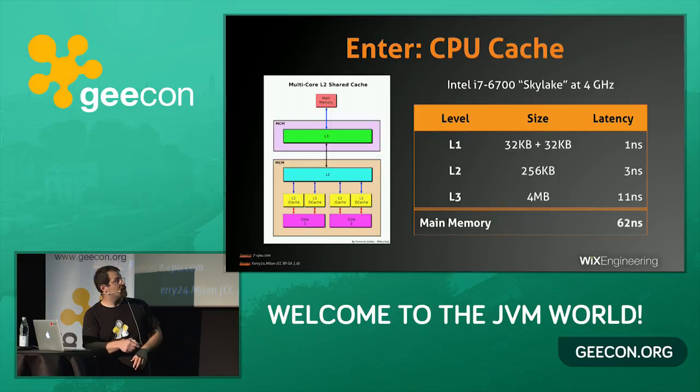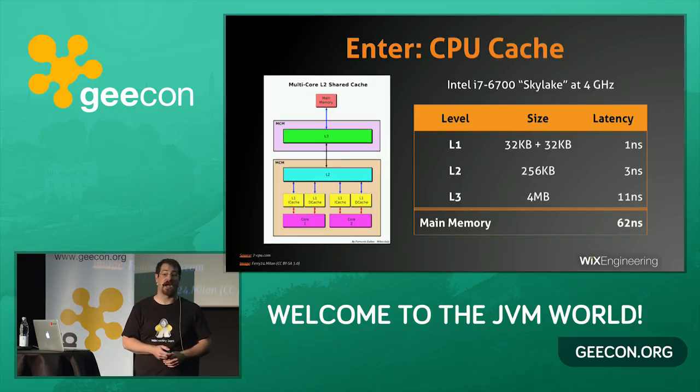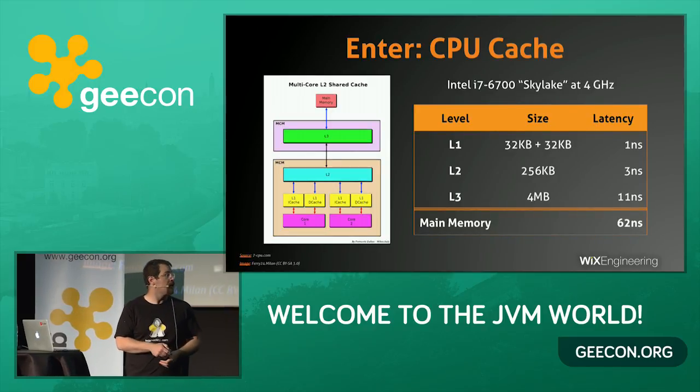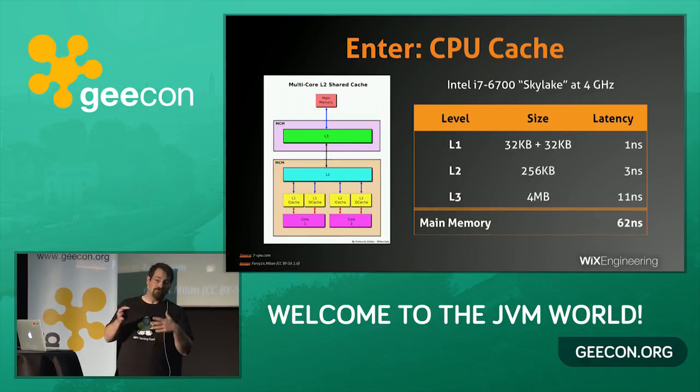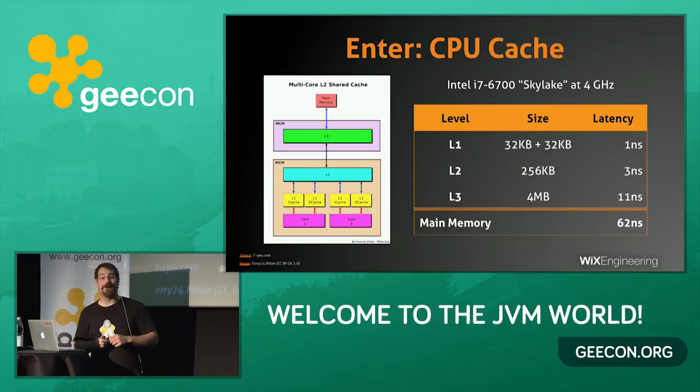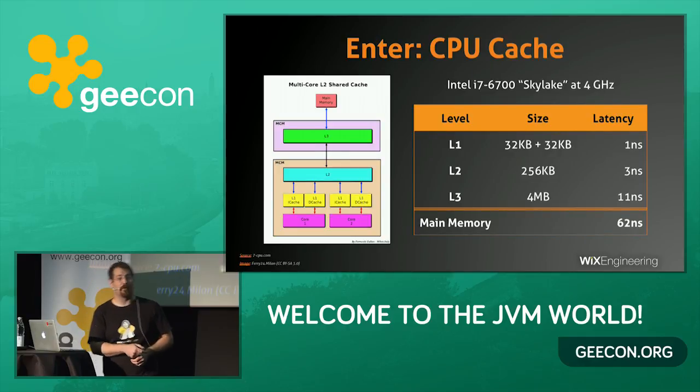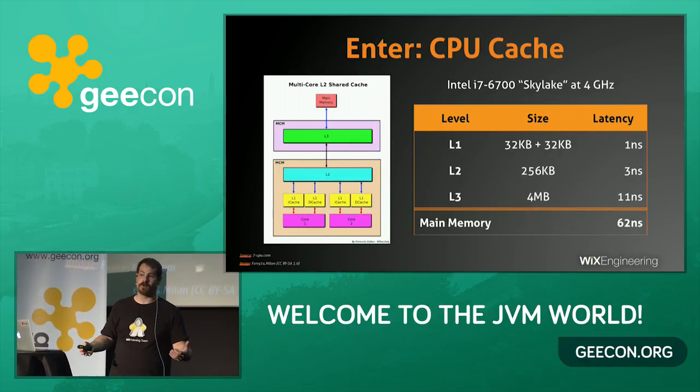Your level 2 cache is bigger. There's 256K on Skylake specifically. And the access time is a little bit less happy. It's 3 nanoseconds. And then you have your level 3 cache at 4 megabytes. It's usually shared between CPU cores.